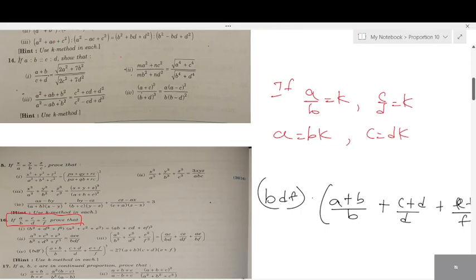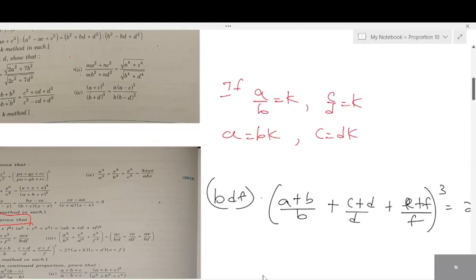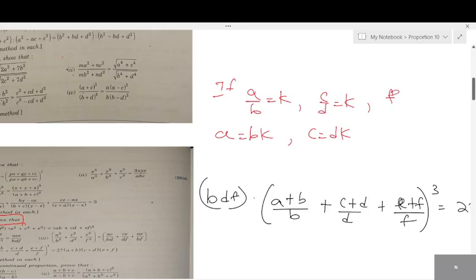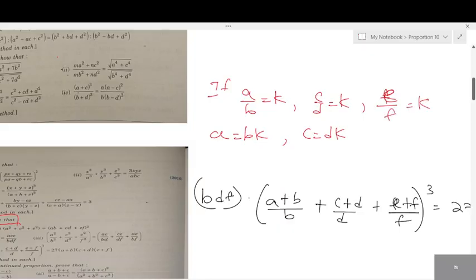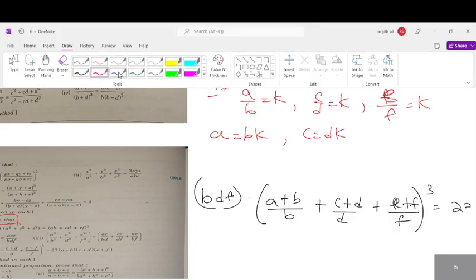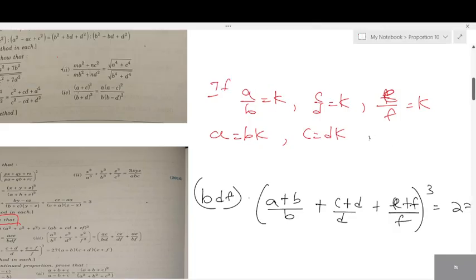Just multiply the denominators. E divided by F is equals to K. So all three you have to assume it as K. Let the equation be K. E is equals to F into K.